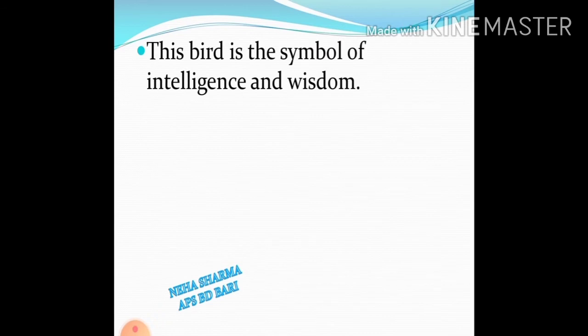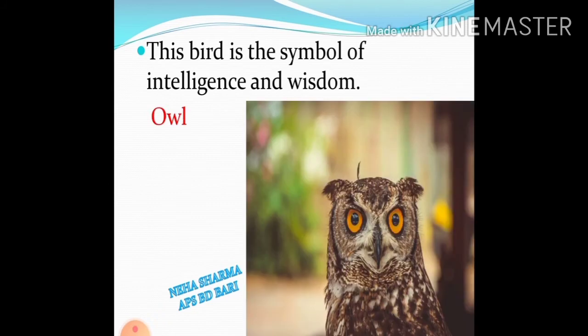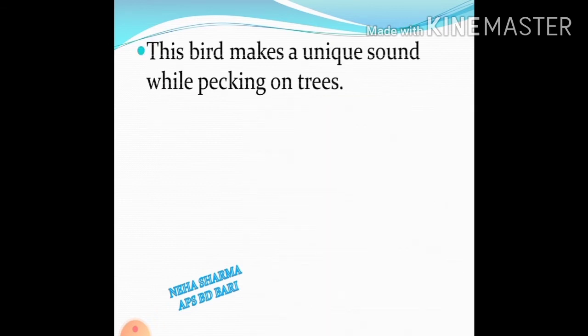This bird is the symbol of intelligence and wisdom. So which bird is the symbol of intelligence and wisdom? It's owl. So this is the symbol of intelligence and wisdom. Let's move to the next.